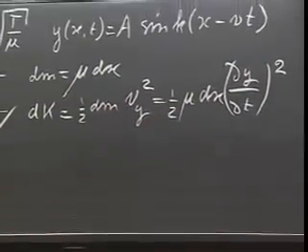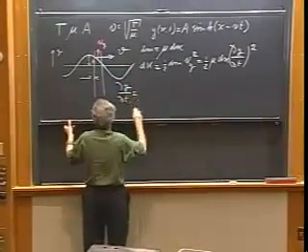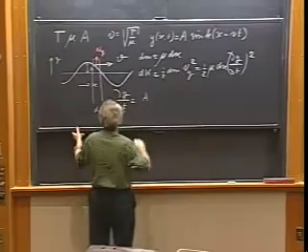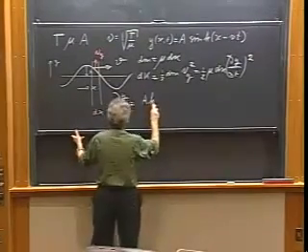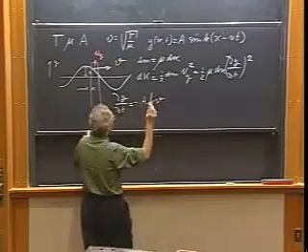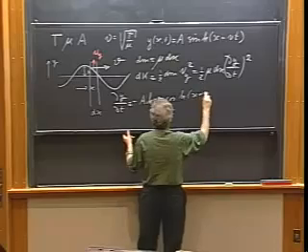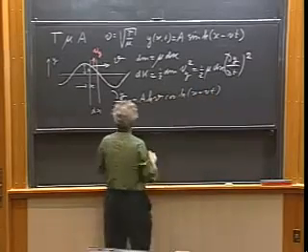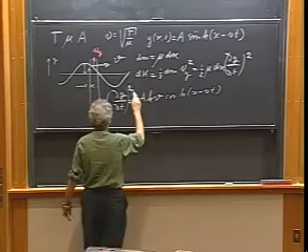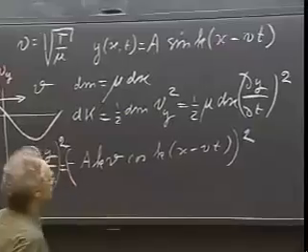Well, that's easy because we have the function there. So dy/dt equals, so first I get A, then out pops a k, then out pops the minus v, and then the sine becomes a cosine. Cosine k times (x minus vt). But I have to square that. So I have a square here, and I get a square here.